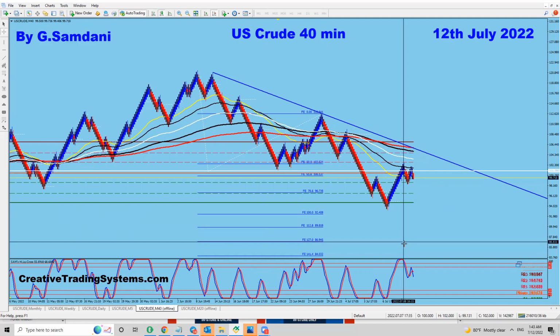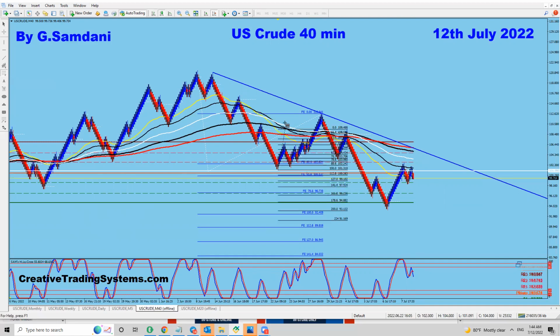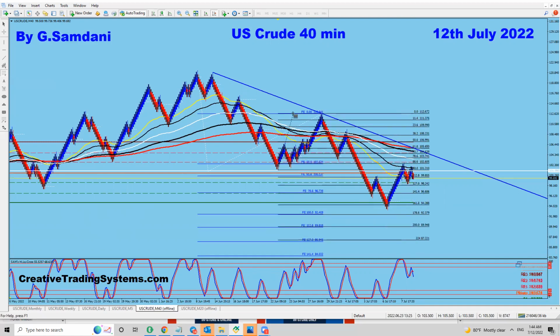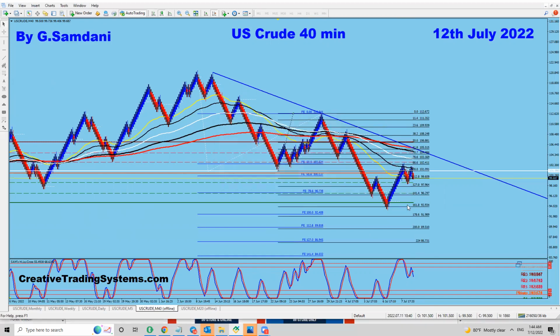Now the extensions, you can see that extension means, for example, this price here, and it went up there, and this is an extension. So how much is this extension? If we pull this here, we can see that it is also exactly 161% and then bounced.